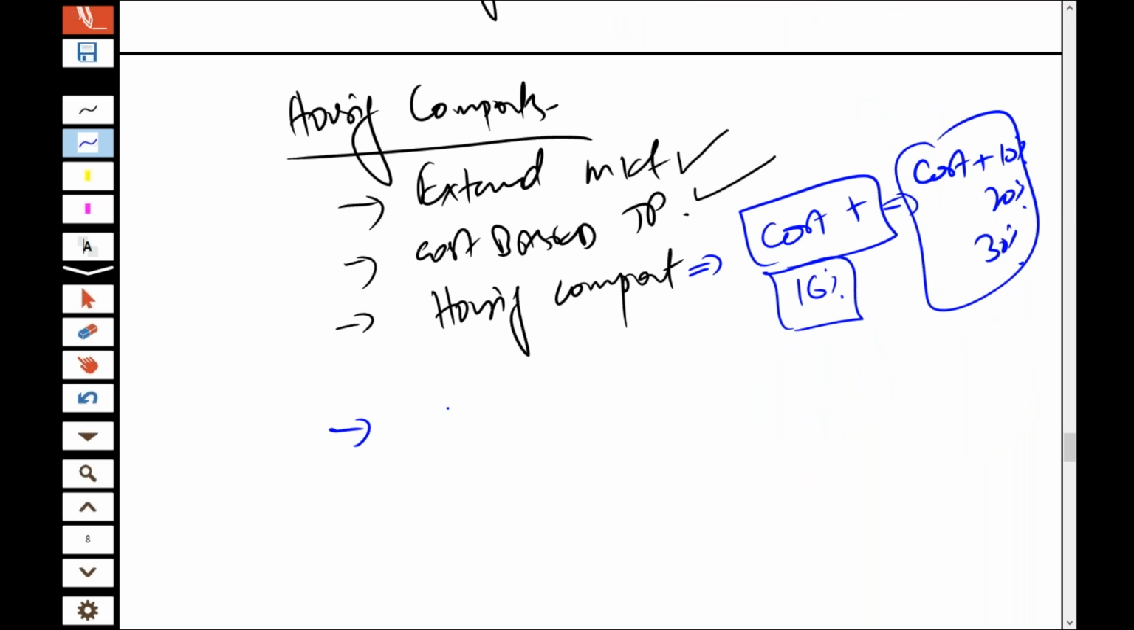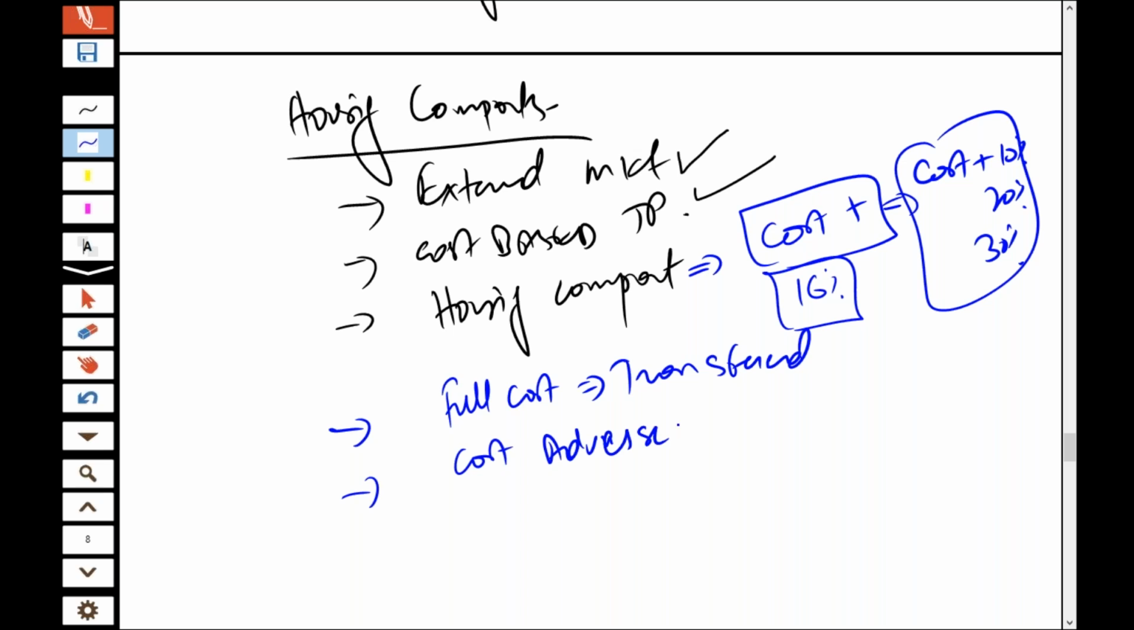Also, the problem that is arising is the full cost is being transferred and there is a cost adverse variance that is arising. If there is a cost adverse variance that is arising, this is something which is not acceptable. Now, what exactly are we going to do with it? How exactly are we going to deal with it?